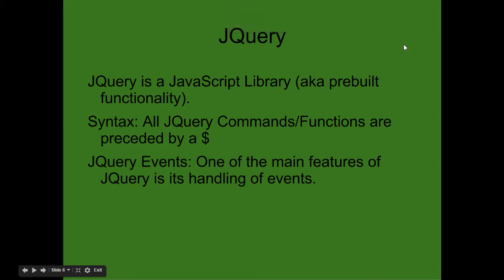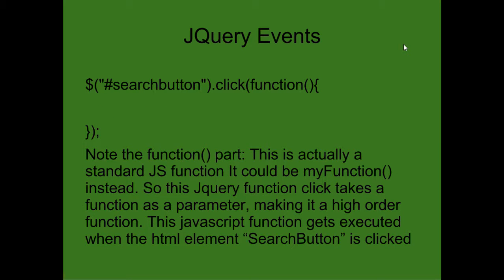jQuery is a JavaScript library that you can import into your project. All jQuery commands and functions start with a $ sign. One of the main features of jQuery is how it handles events. jQuery allows for writing a single piece of code that can be executed whenever an element of a particular ID, name, or class is clicked upon. Note the function part. This is actually a standard JavaScript function that the jQuery function takes as an argument. This function gets executed whenever the HTML element search button gets clicked.